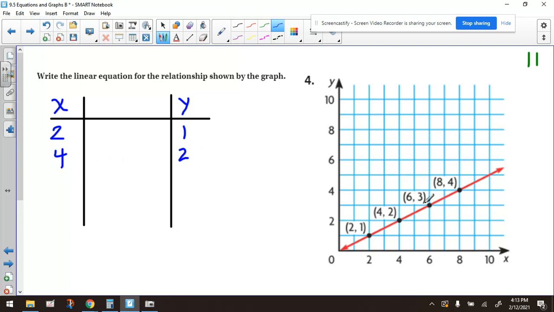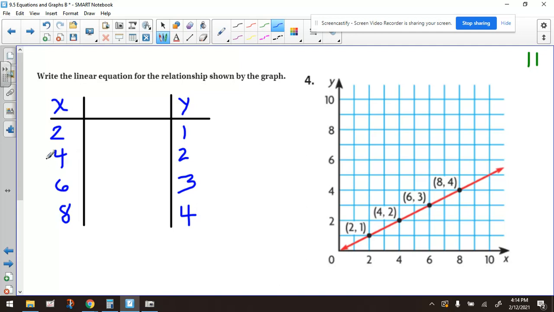And then the next point that they give us is a 6 and a 3, followed by an 8 and a 4. All right, and we need to examine what are we doing to this number to get this number? What are we doing to this number to get this number? Now, the numbers in the y column are less than the numbers in the x column, which means we might be subtracting, we might be dividing, perhaps we're doing a combination of things.